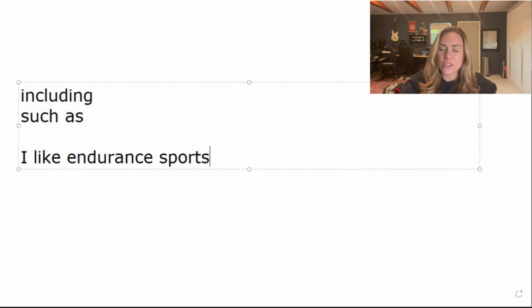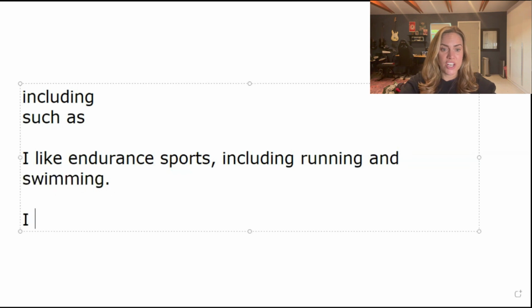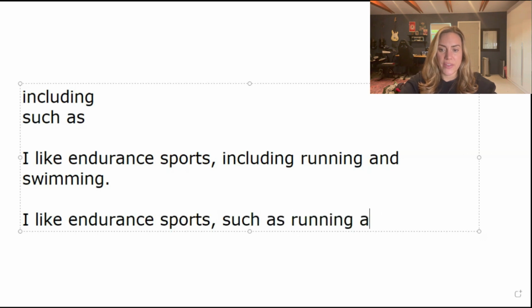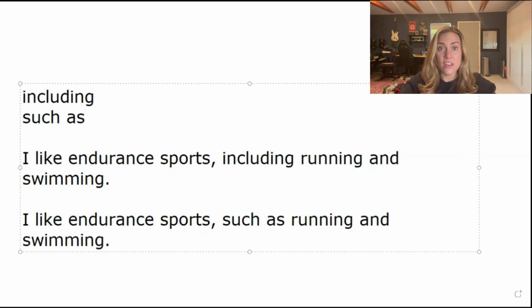So I like endurance sports, including running and swimming. I could also say it with such as: I like endurance sports, such as running and swimming. Now, I'm using a comma before each of those words because after them, I'm using a list. I have at least 2 items.